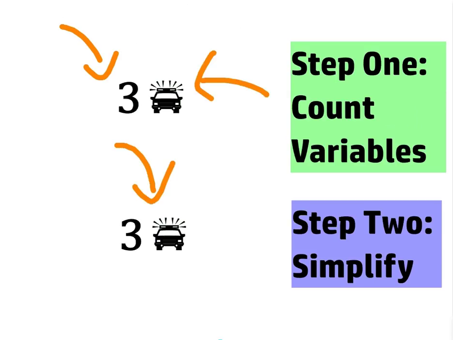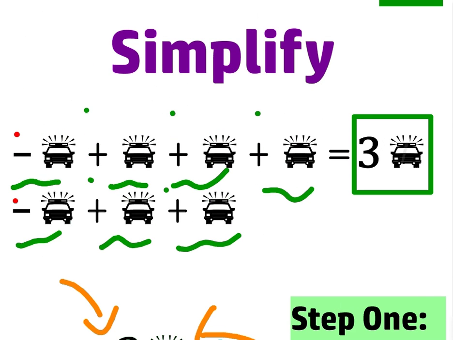So we counted our variables first, and then we simplified, which in this case we didn't have to do anything. So the final answer is 3 cop cars.